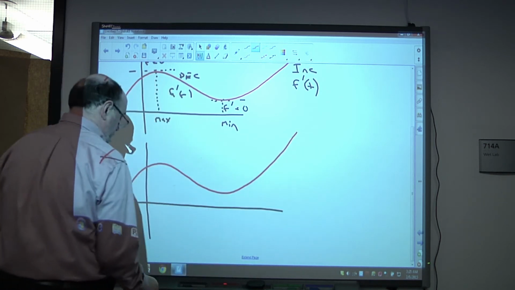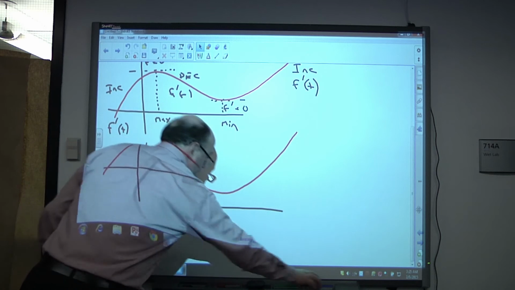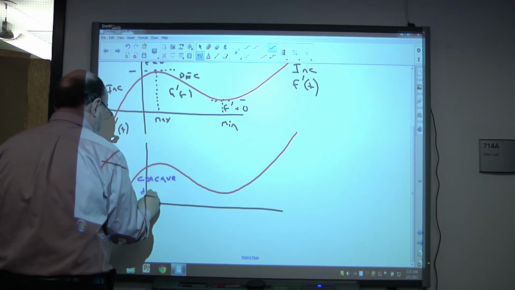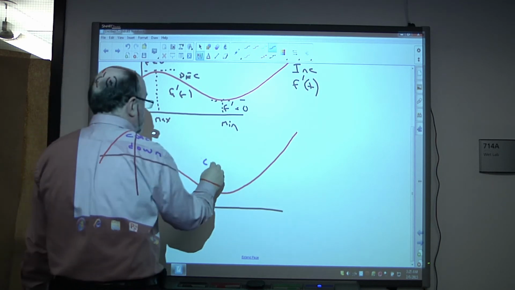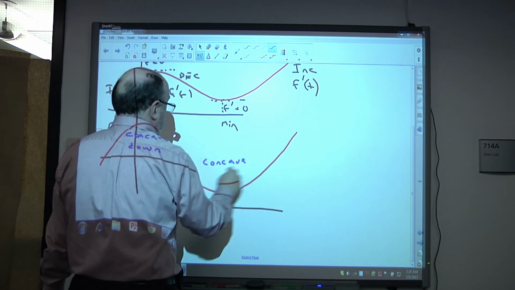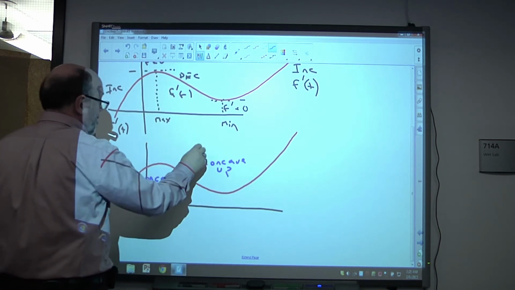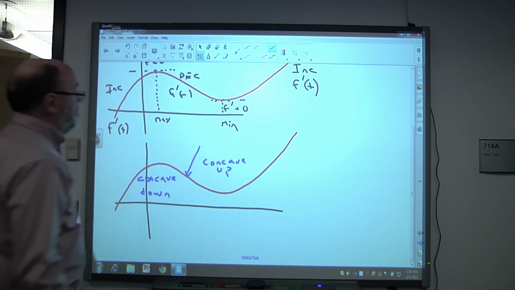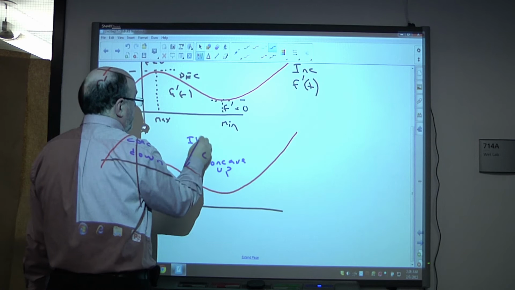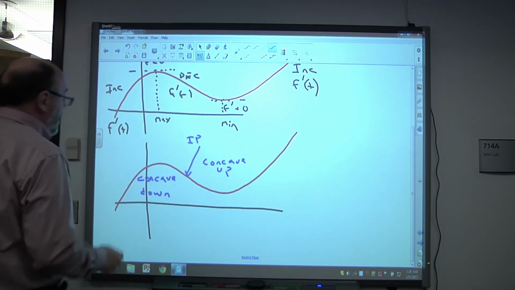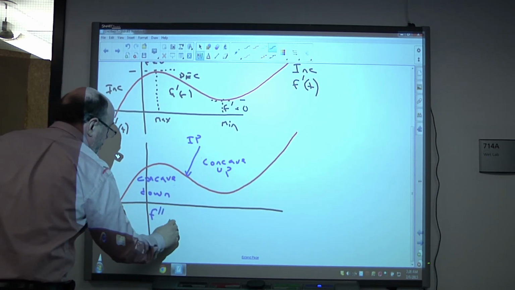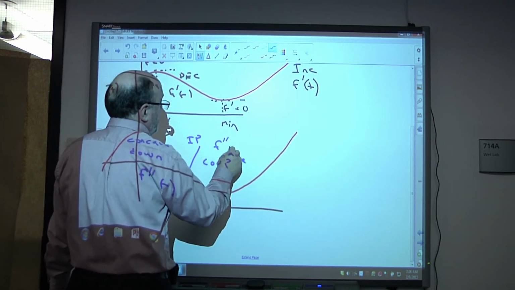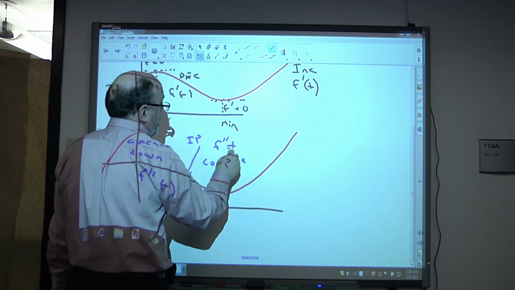Okay. This shape is called concave down. And then this shape is called concave up. And then somewhere in here was that point where we made that transition from one to the other. And this is called the inflection point. So for concave down, we have that the second derivative will be negative. And for concave up, the second derivative will be positive. Right?